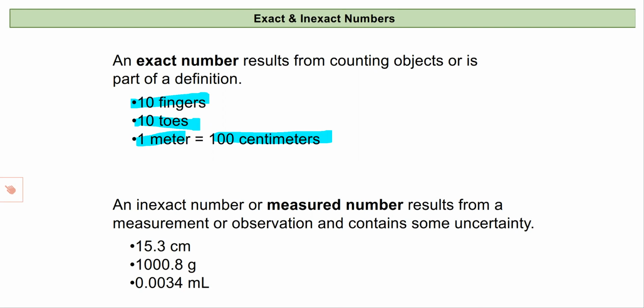Now, an inexact number is something that's measured. And that's the key part about this, that it's a measured value. And that means that if someone measured it, there was an observation. And if someone observed something, there's a chance that they made a slight mistake, or there's some uncertainty to that value. And so our significant figures will allow us to report a number and communicate our level of uncertainty to the reader.